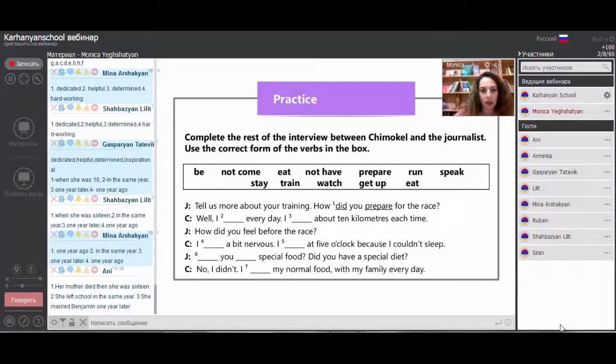Now, what are we going to do? Here is the continuation of an interview. There are some verbs in a box. We're going to put these words in the correct form instead of the gaps, but as we can't write in the gaps, just write them in the chat box. For example, there is an example. Tell us more about your training. How did you prepare for the race? Okay, let's continue. Then there is a continuation of the interview. Please write them down. I'll give you some minutes. Please don't hurry. Just work and then we will discuss, okay?